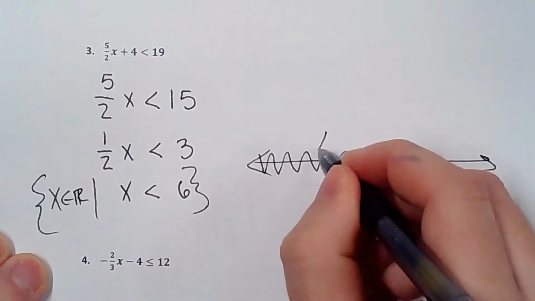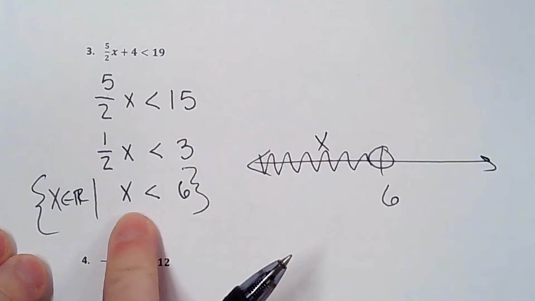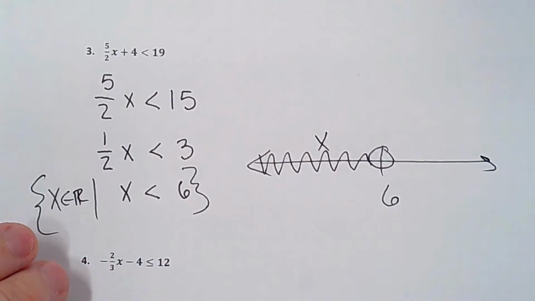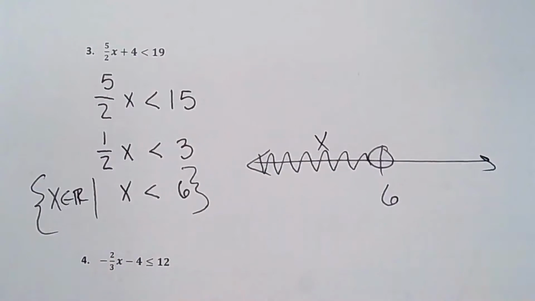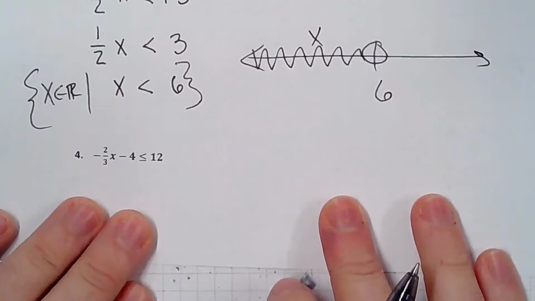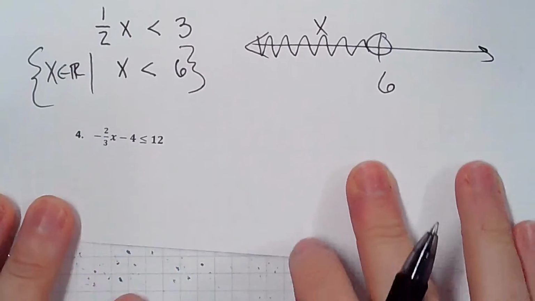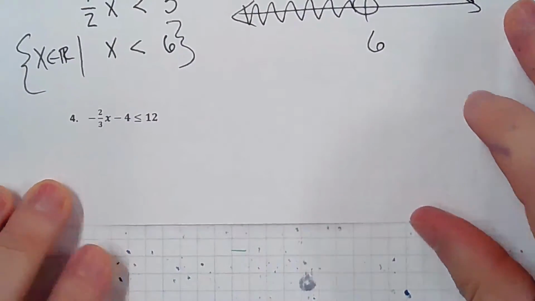Left. Double check your signs tomorrow to make sure you're reading them correctly, because it's a silly thing to get wrong, to write that correctly and then color the wrong side. Again, read from the variable out. All right, number 4.